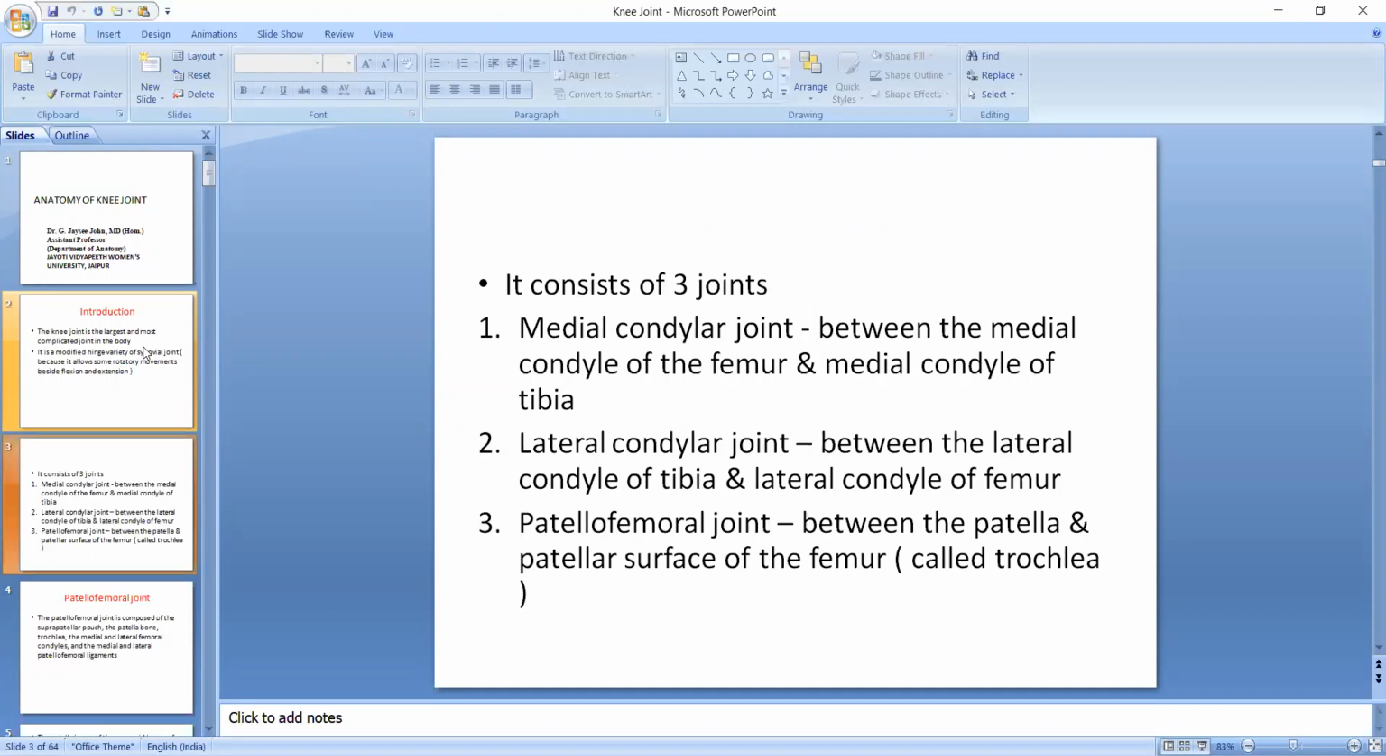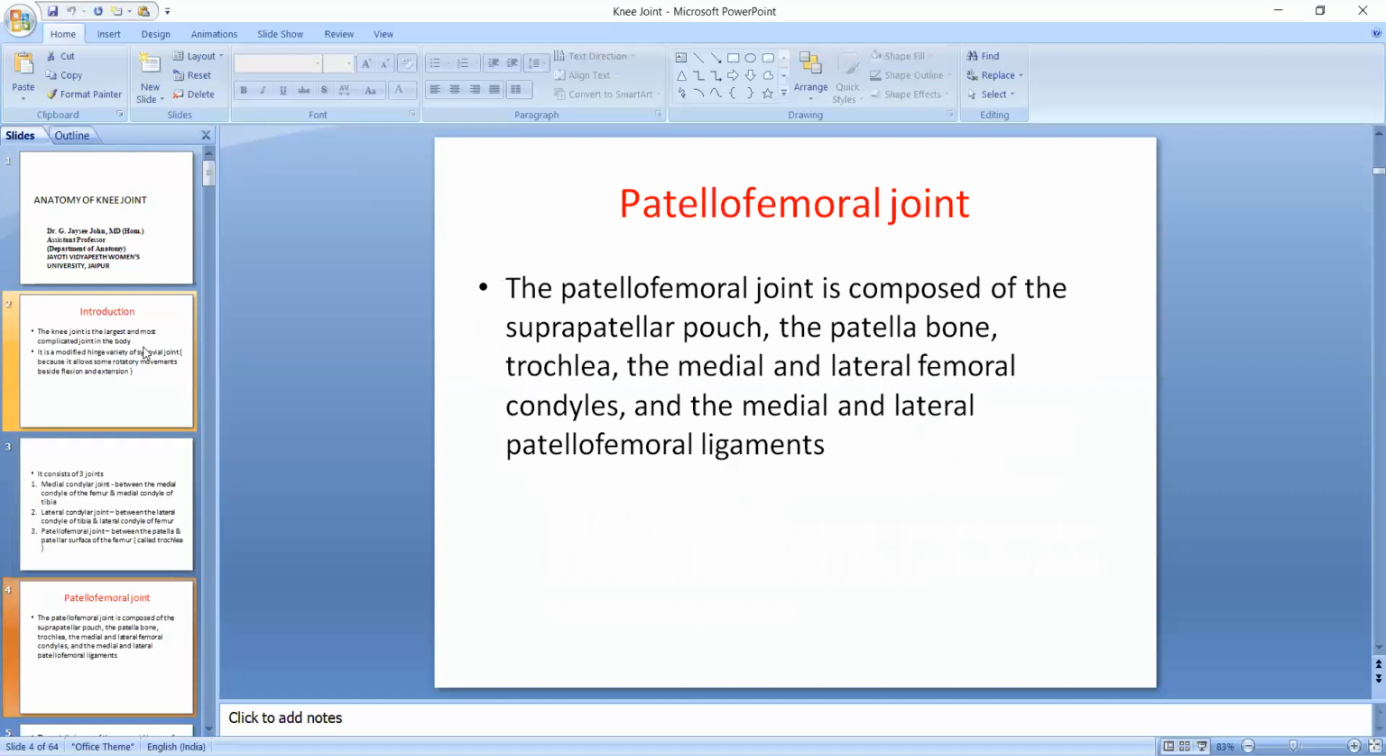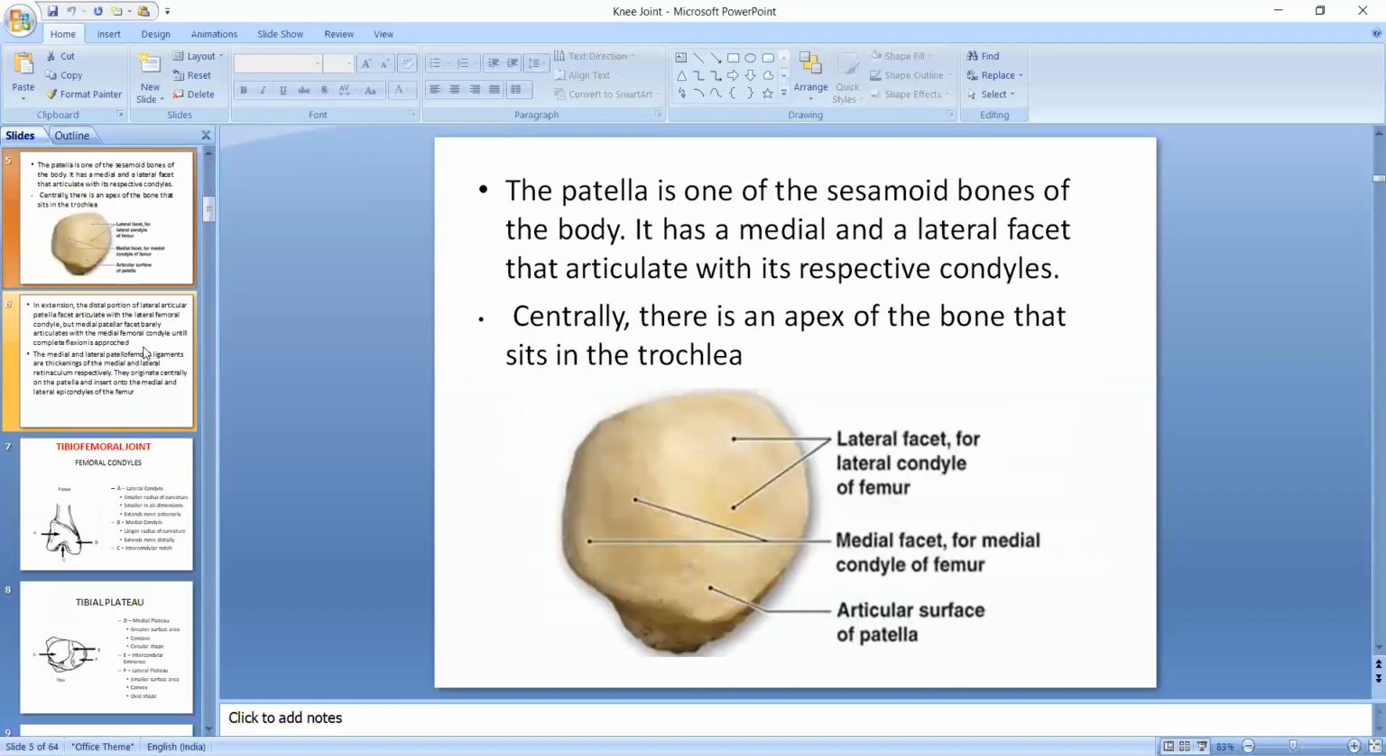It consists of three joints: the medial condylar joint between the medial condyle of the femur and the medial condyle of the tibia, the lateral condylar joint between the lateral condyle of the tibia and the lateral condyle of the femur, and the patellofemoral joint between the patella and the patellar surface of the femur. The patellofemoral joint is composed of the suprapatellar pouch, the patella bone, the trochlea, the medial and lateral femoral condyles, and the medial and lateral patellofemoral ligaments.